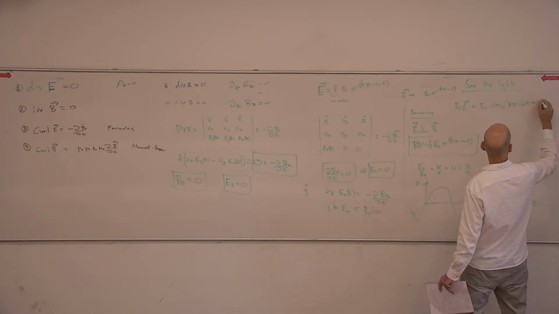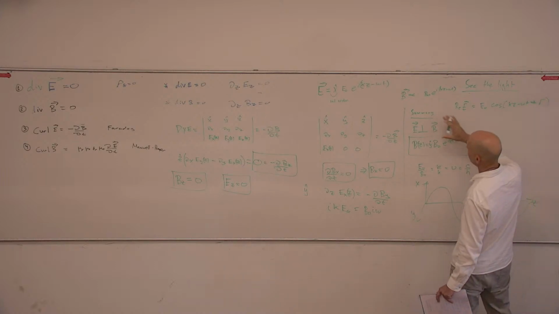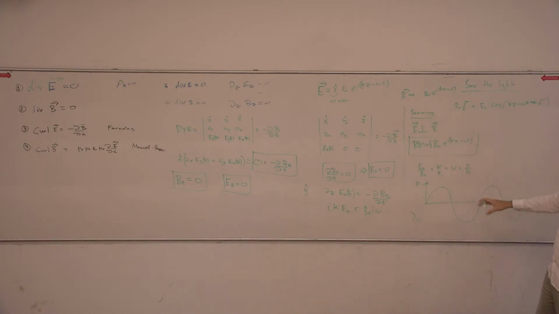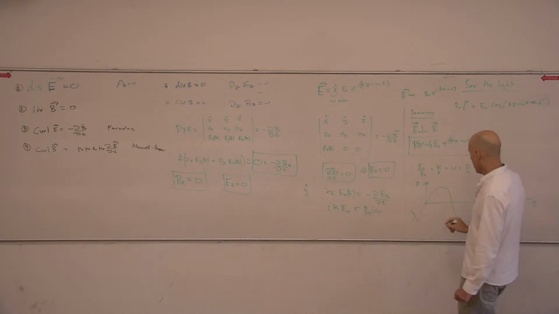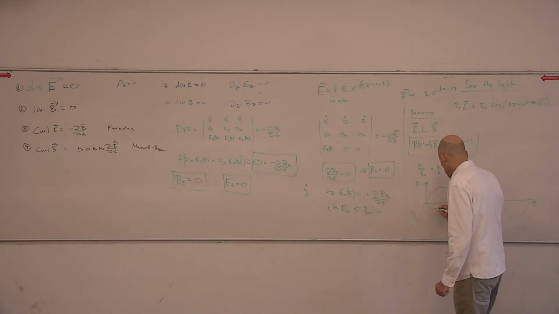And in principle, you can add a phase. I didn't add up to now a phase, but you can add one. It doesn't have to start at 0 or whatever. Then the magnetic field is in this plane.